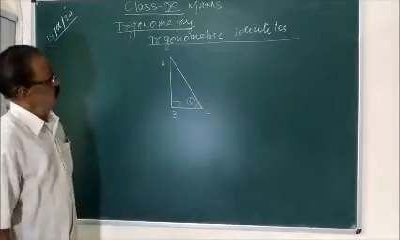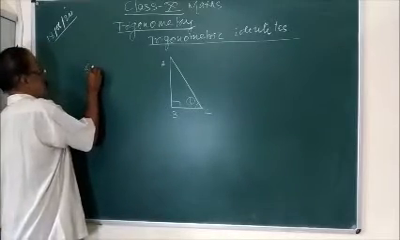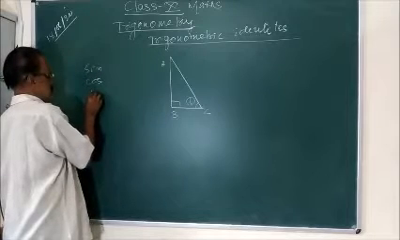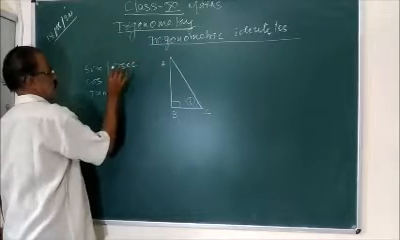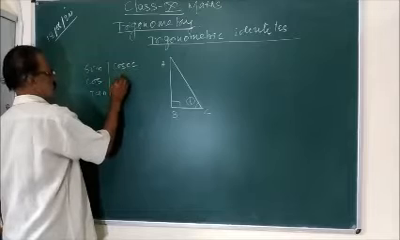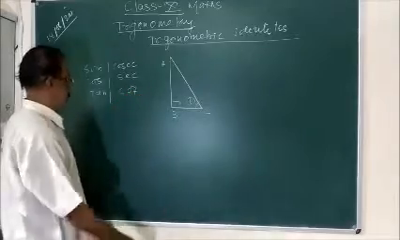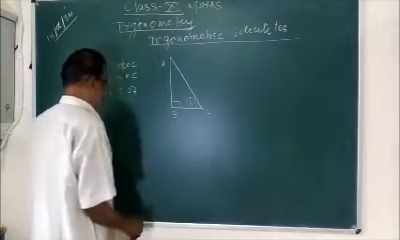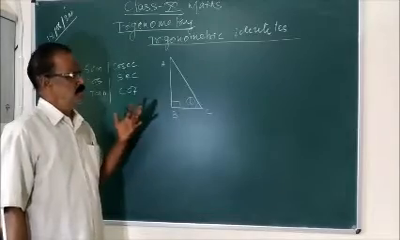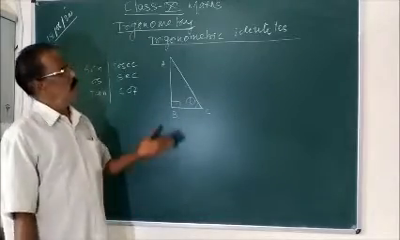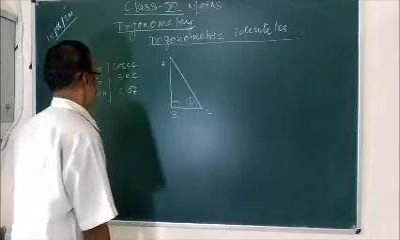Now you have learned we have 6 trigonometric ratios: sine, cos, tan, and these 3 are converse of: cosec converse of sine, sec converse of cos, and cot converse of tan. Now you see, many identities you will use in class 10, and this is very important. I have already told you, very important chapter in mathematics, and you will study also in 11, 12 and in higher class.